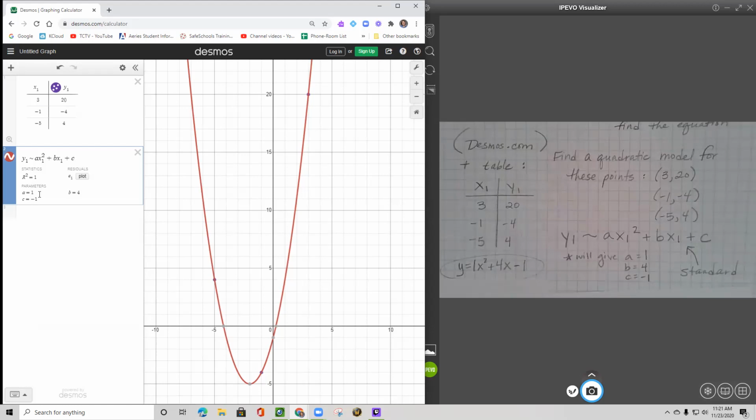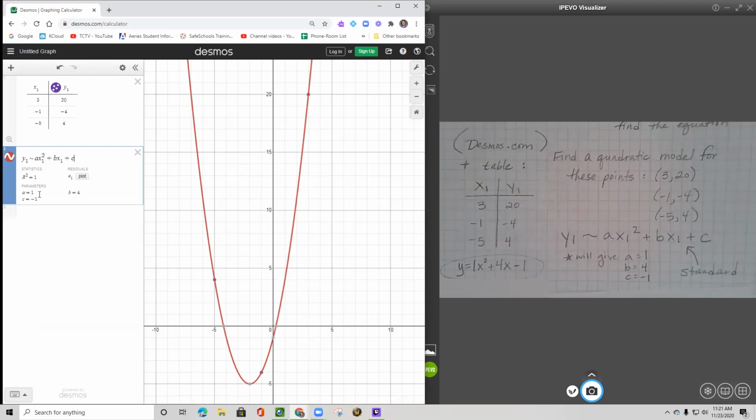You're given either a table of points or a list of points or a graph for which you could pull off points from just whatever's on the grid mark. And then you can type those in as a table in Desmos and type in your regression equation and find A, B, and C, so that then you can substitute and write the standard form equation.